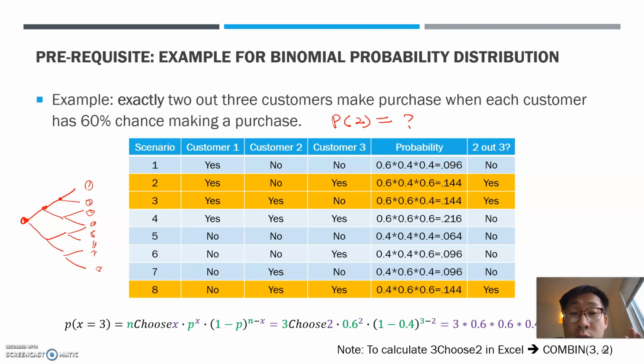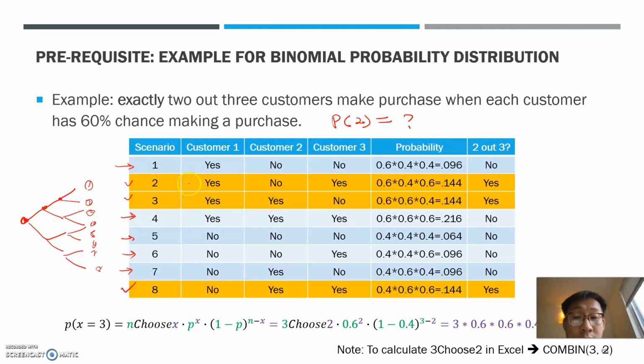Okay, so our description is we are interested in calculating exactly 2 out of 3 making a purchase. So let's review each scenario and see whether each scenario fits our description. Number 1 does not. Number 2 does. Number 3 does. Number 4 does not. Number 5 does not. 6 does not. 7 does not. 8 does. Okay? You see why 4 does not? Because this is calculating the probability of 3 out of 3 making a purchase, which is not our concern.